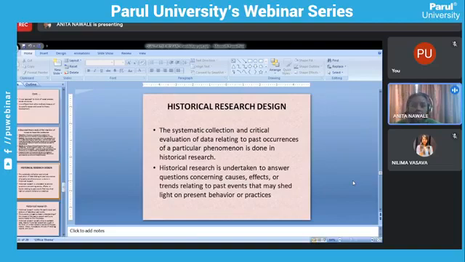Next, we have the research design that is historical research design. As the word says, historically, it means about the past. The systematic collection and critical evaluation of the data relating to past occurrences of a particular phenomenon is done in historical research. Historical research is undertaken to answer questions concerning causes, effects, or trends relating to past events that may shed light on present behavior or practices.